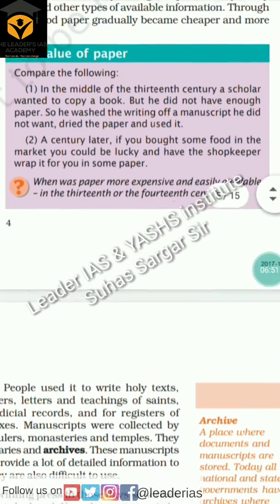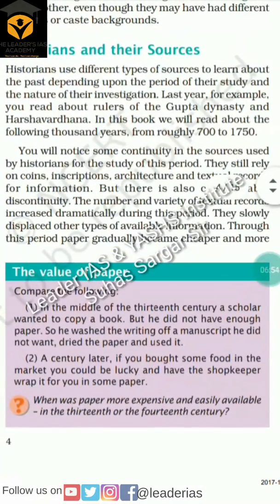Compare the following. In the middle of the 13th century, a scholar wanted to copy a book, but he did not have enough paper, so he washed off the writing of a manuscript he did not want, dried the paper and used it. Second, a century later, if you bought some food in the market, you could be lucky and have the shopkeeper wrap it for you in some paper. When was paper more expensive and easily available, in the 13th or the 14th century?